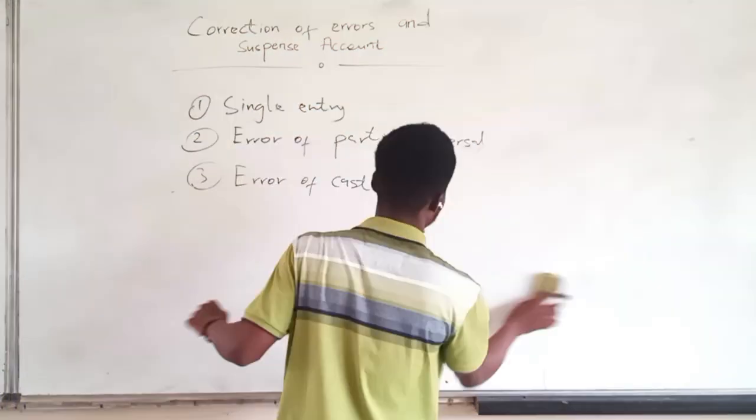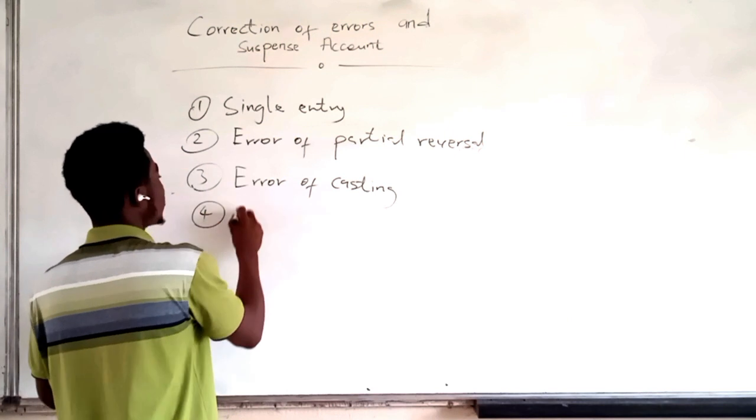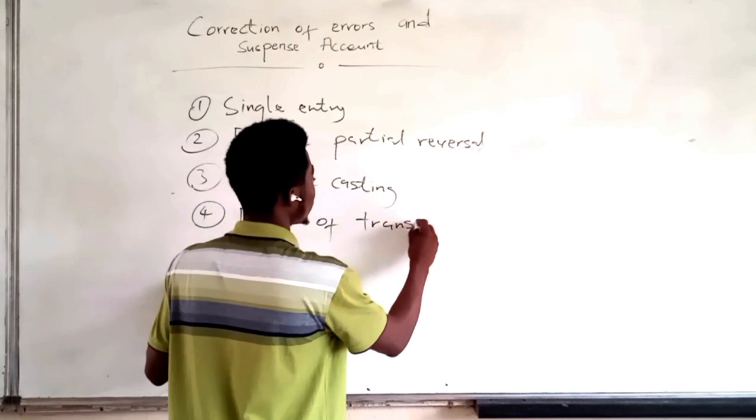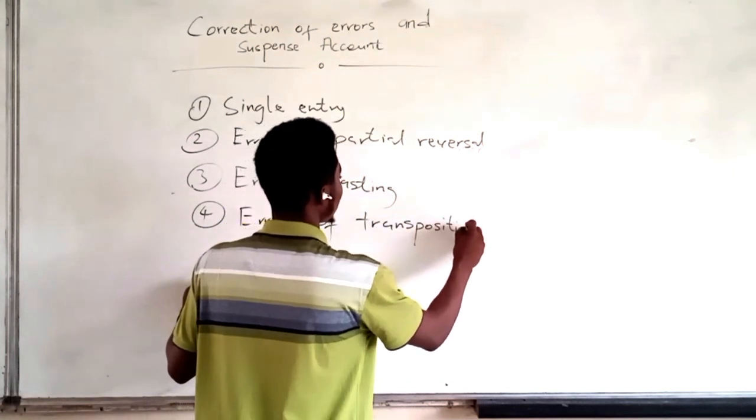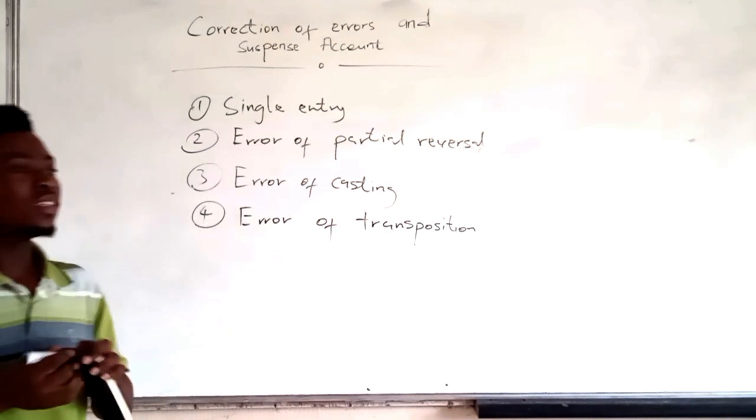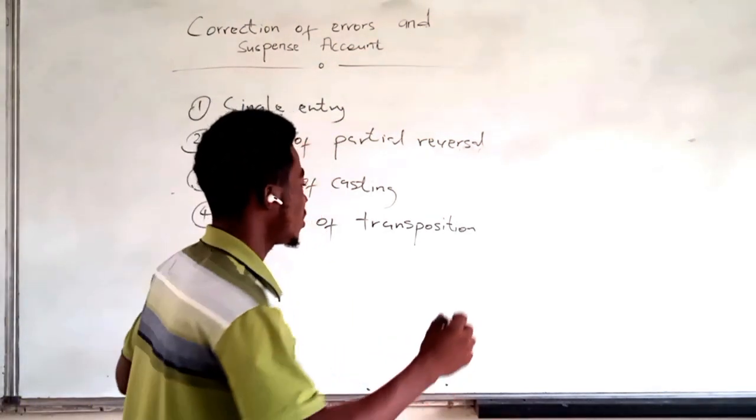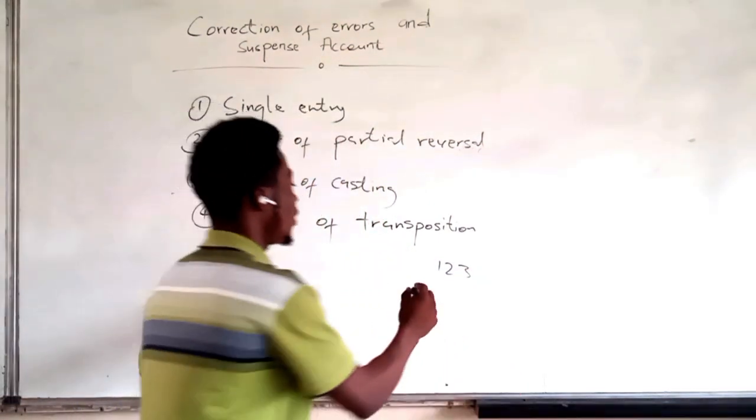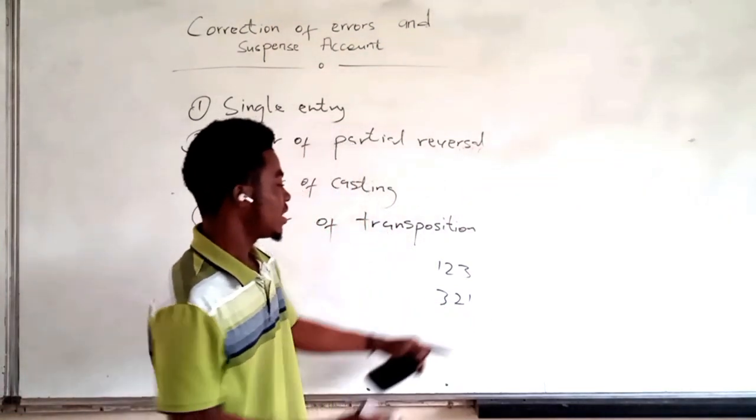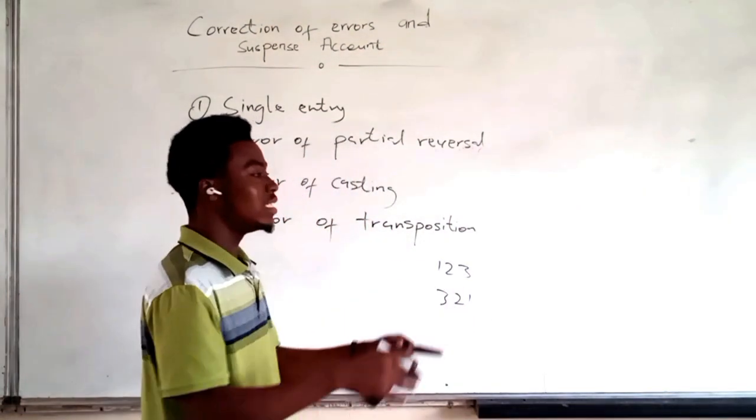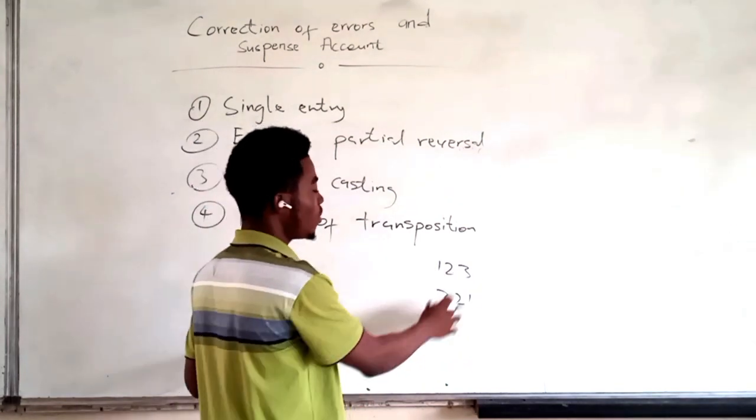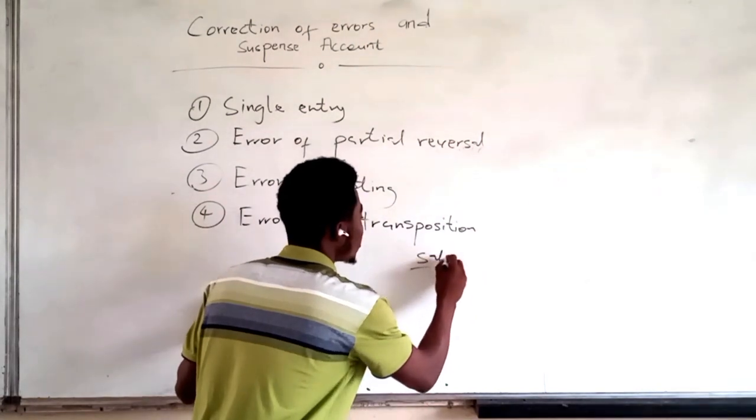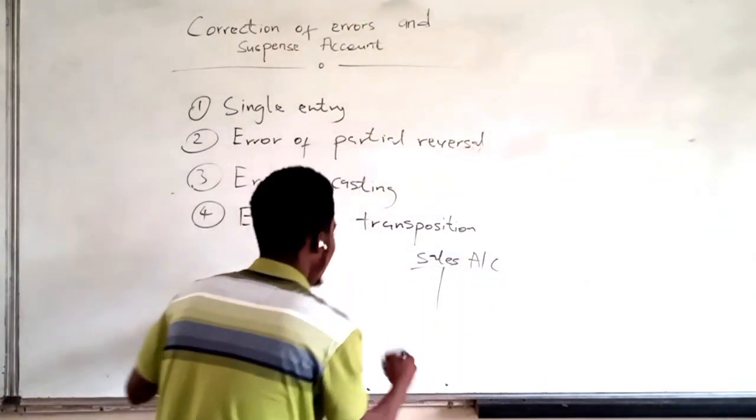So let's move on to the error of transposition. When you say error of transposition, let's say you are supposed to record 1, 2, 3, and you instead recorded 3, 2, 1. You can see that the figures are the same, but the order has been changed. The figure was 1, 2, 3, but it was recorded as 3, 2, 1. So let's imagine you have the sales account and you have Ama's account.